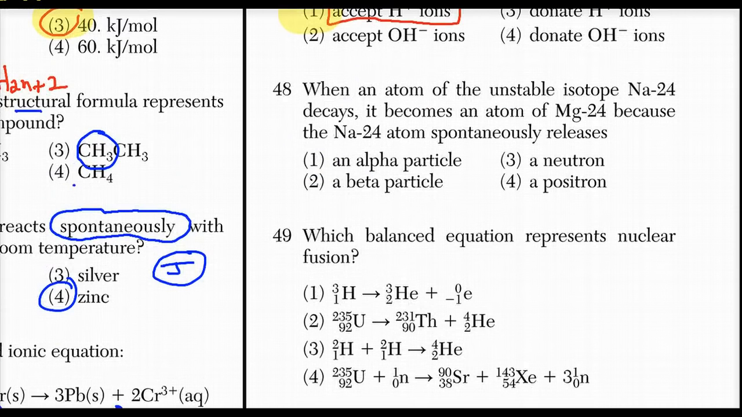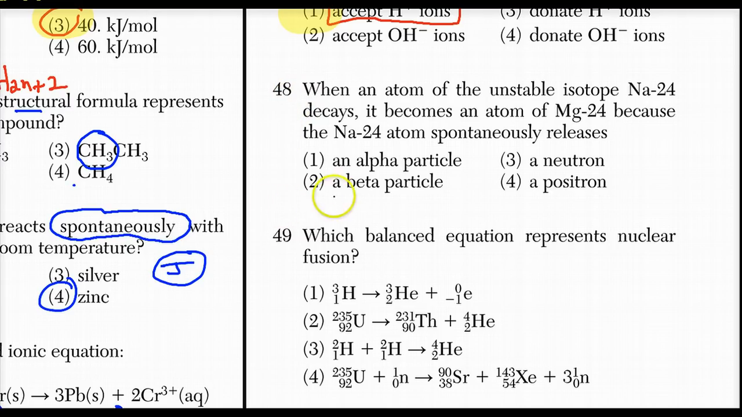When an atom of the unstable isotope sodium-24 decays, it becomes an atom of magnesium-24 because Na24 spontaneously releases what? Okay. Now, we are in the last couple of questions of your multiple choice, and of course, as we've talked about before, knowing where you are in the test is helpful, and we're in the nuclear area.